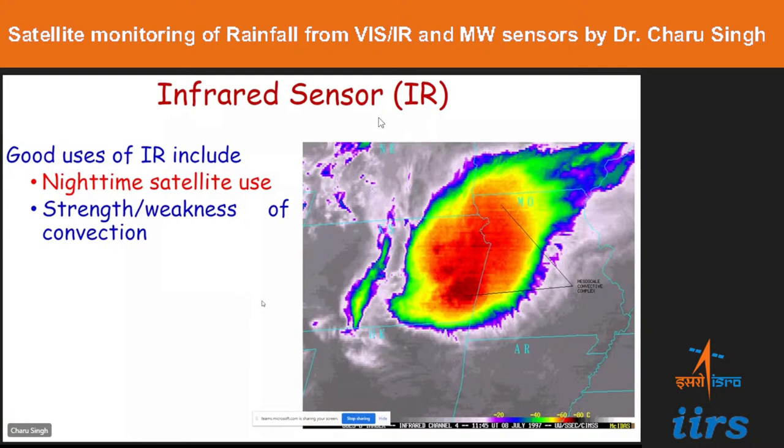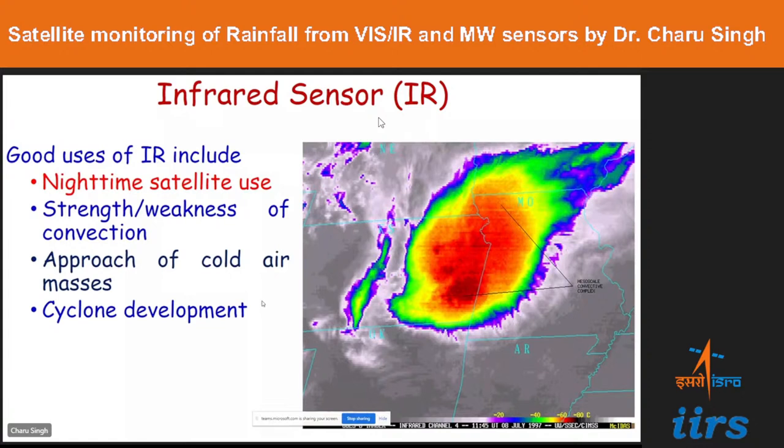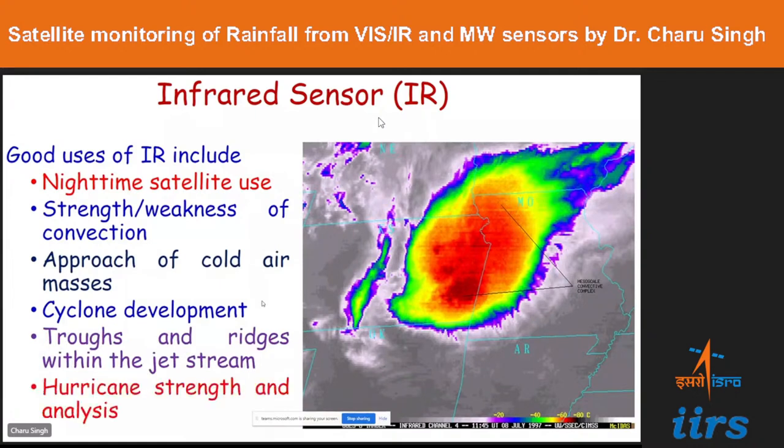We can use the IR based images for the monitoring of strength and weakness of convection, and the approach of a cold air mass depending upon the temperature of this particular mass. We can identify whether a cold air mass is approaching towards a particular region or not. Cyclone development can also be monitored using the infrared sensor. Troughs and ridges within the jet stream can be identified using the IR sensors. Hurricane strength and analysis can be done using the IR sensors.